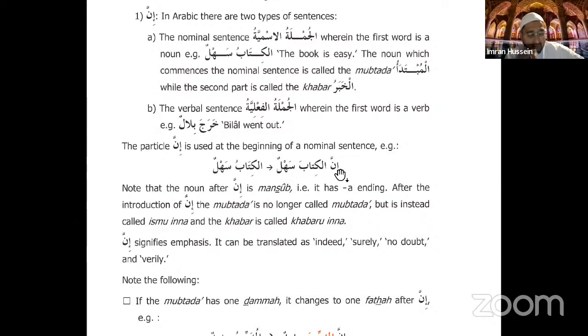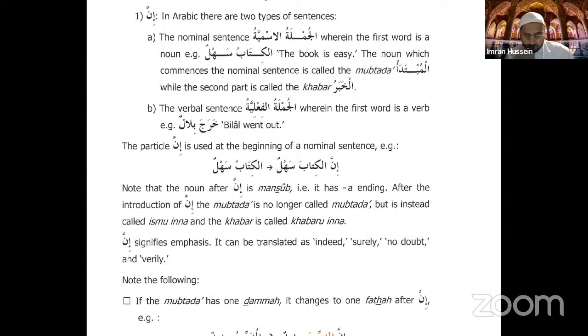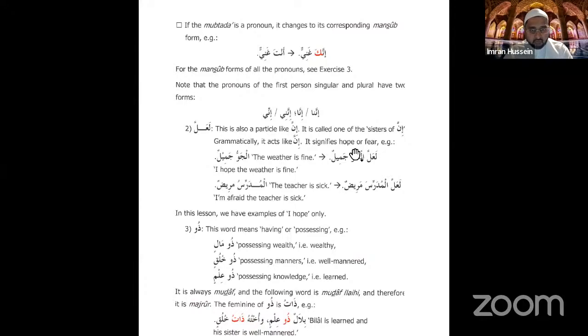Inna is a particle which enters a nominal sentence, a sentence which contains mubtada and khabar. Inna does not enter a verbal sentence. For example, if you had a sentence starting with yadribu Muhammadun Zaidan, Muhammad is hitting Zaid. Inna will never come in front of a verb. It only comes before a noun, not in front of a verb itself. This is what we covered the week before.